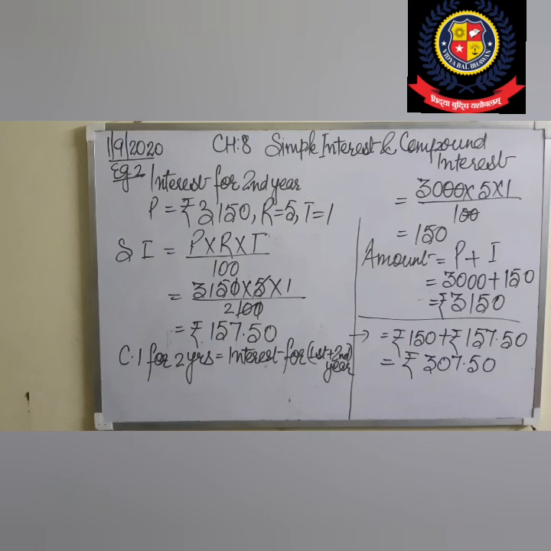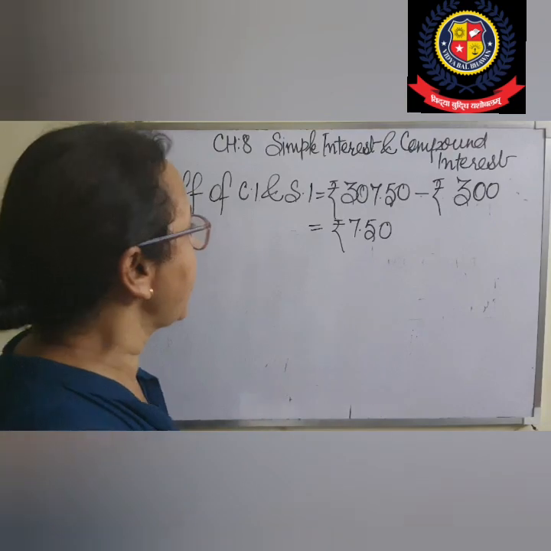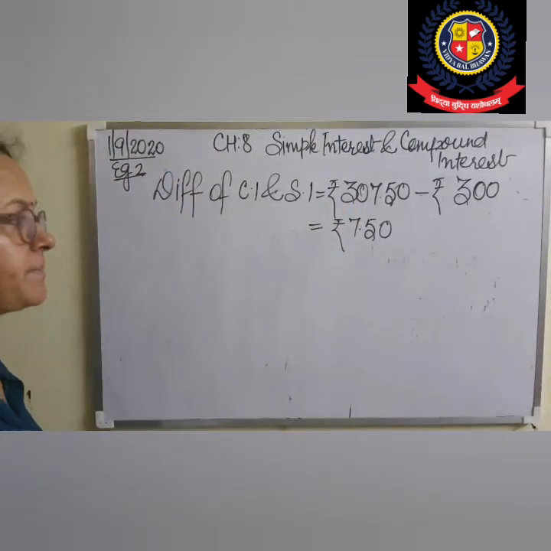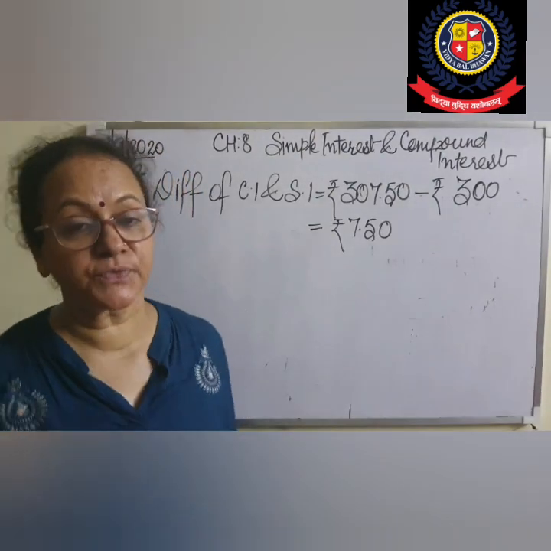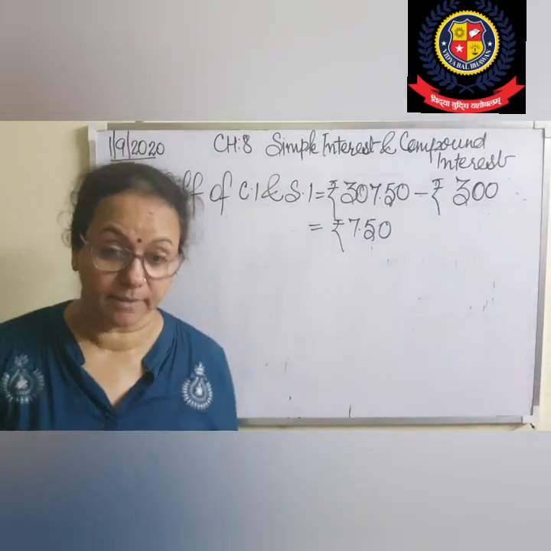Then I am going to find out the interest for second year. Okay, students? Now, I am going to find out the difference of compound interest and simple interest. I have found it out. This compound interest is 307 rupees 50 paisa and simple interest, first step I have done, is 300 rupees. So, what is the difference? 7 rupees 50 paisa. Right?